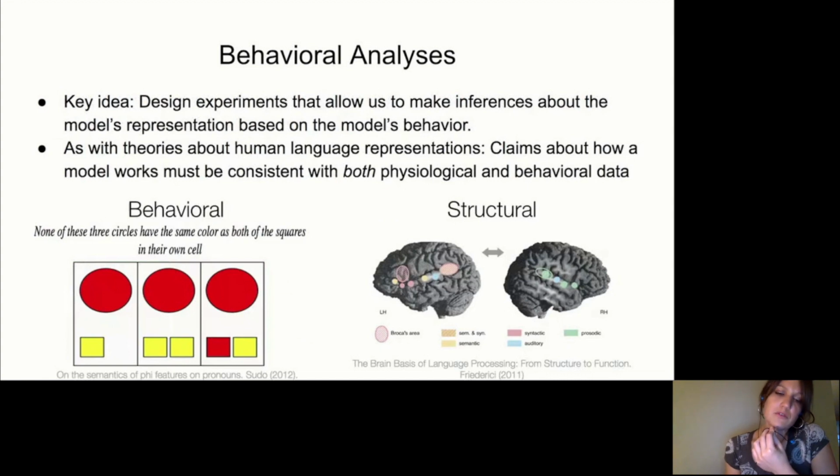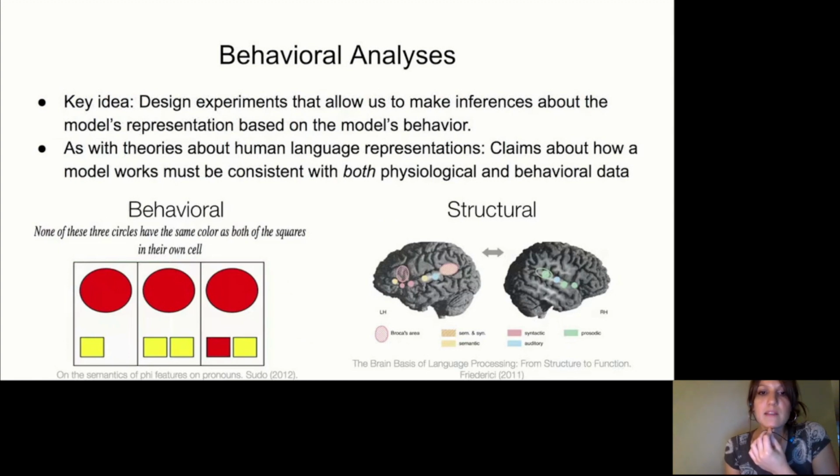One of those views is that your model needs to make consistent predictions about the inferences humans will make and the way that people will respond to language in practice. It should also be consistent with various physiological signatures of human processing, so things like fMRI studies or eye tracking studies. And I think the same holds true for our analysis of models now.